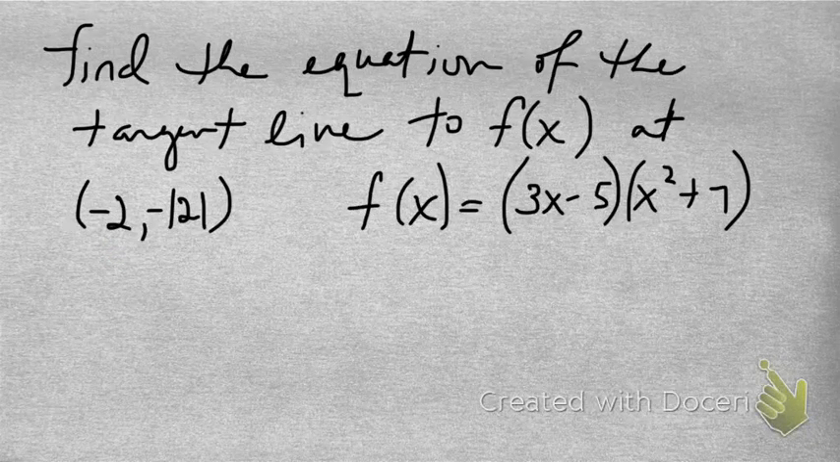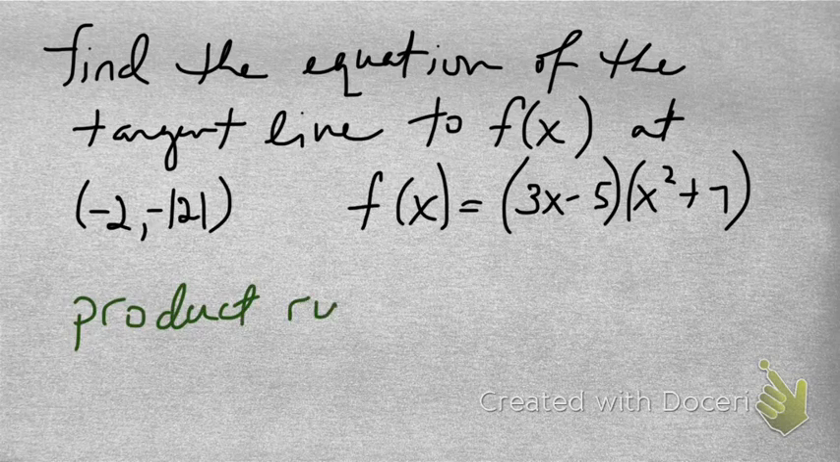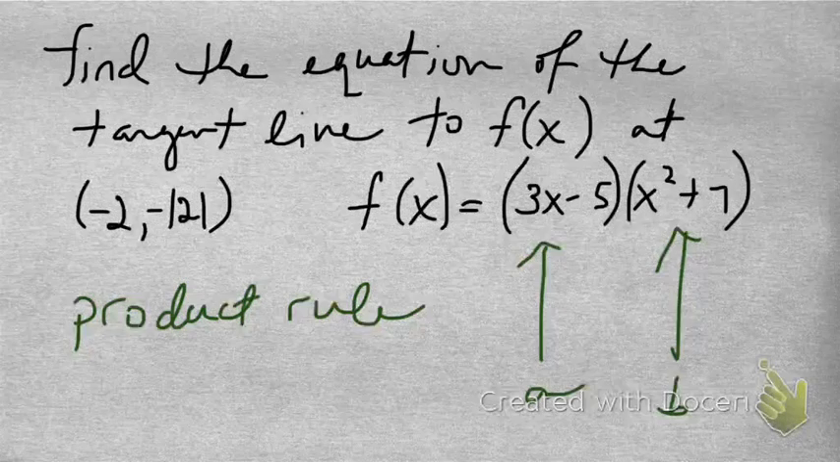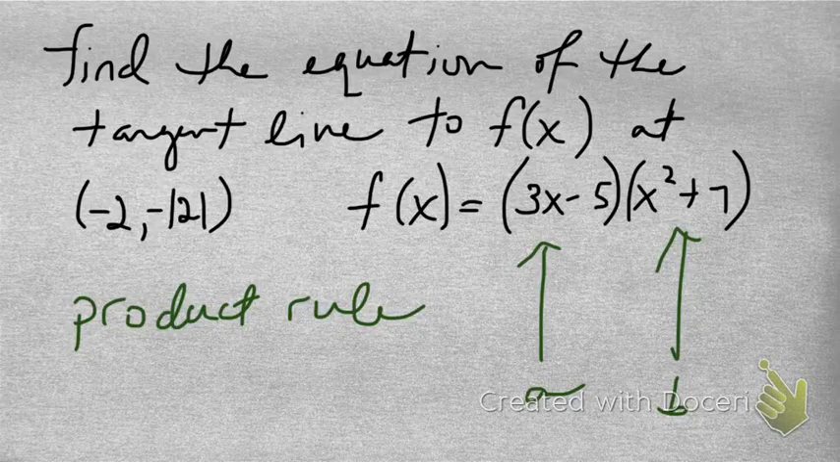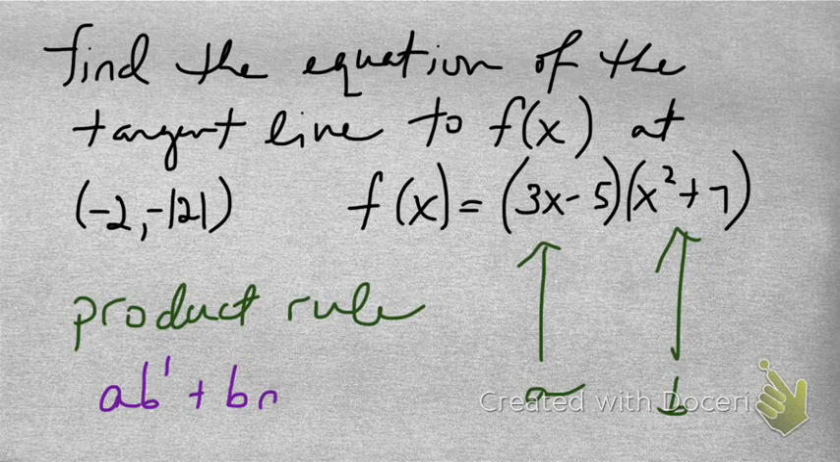Now there is, of course, more than one way to get the derivative, but we'll go ahead and use the product rule. So this is our factor A, our factor B. Remember that the product rule calls for us to leave the first factor as it is, differentiate the second factor, add to that the second factor times the derivative of the first factor.